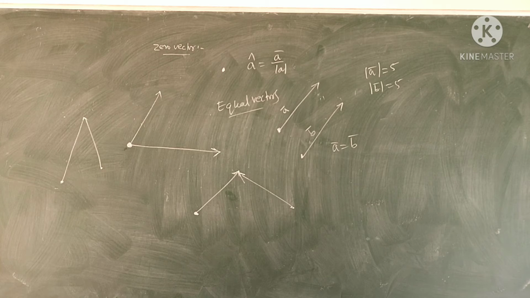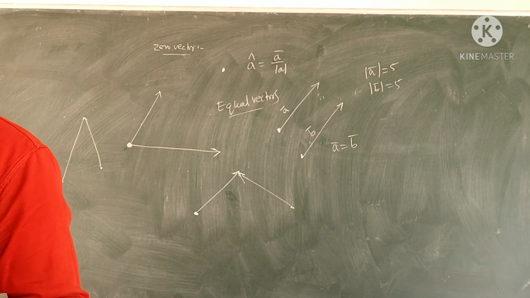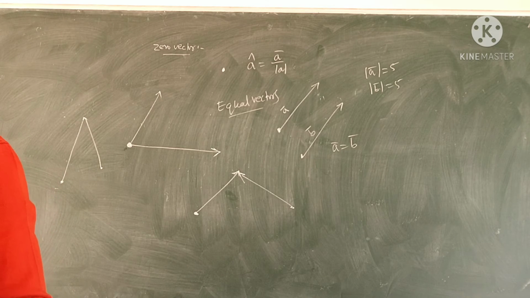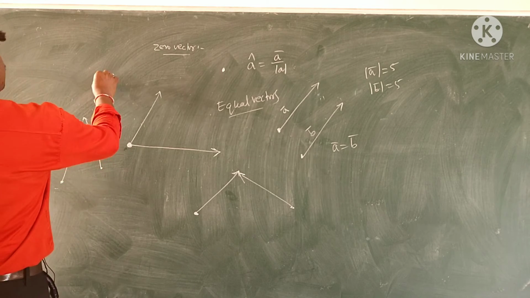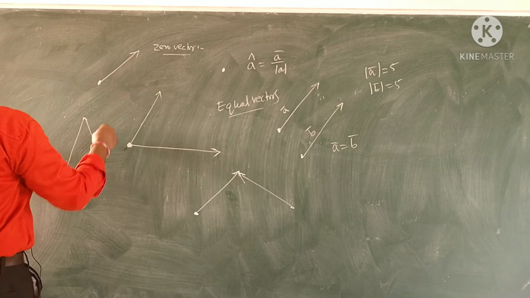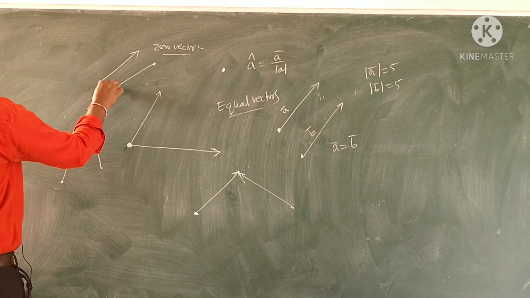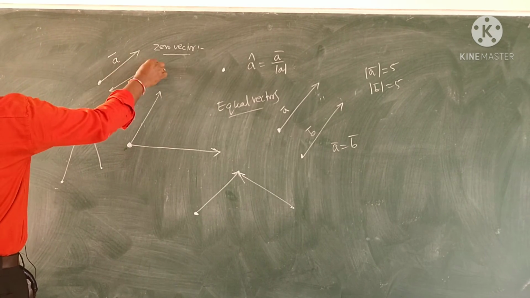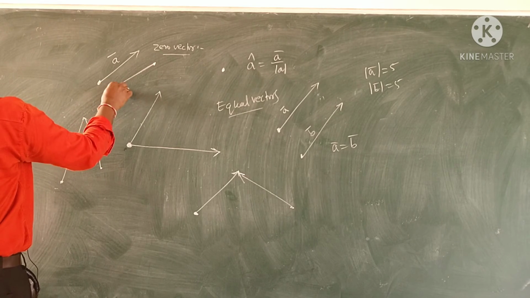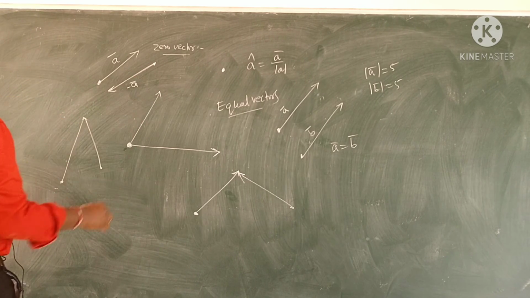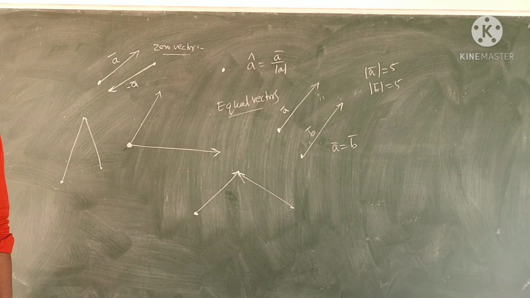So they are called coterminous vectors. Coterminal vectors we call it. And next, what is the negation of a vector? See, one vector is going in this direction, another vector is coming in the opposite direction. This is vector A, and if it is going in the opposite direction, that is minus A. If two vectors have opposite direction, we call them negation of vectors.